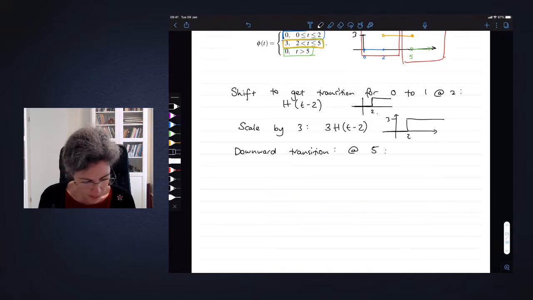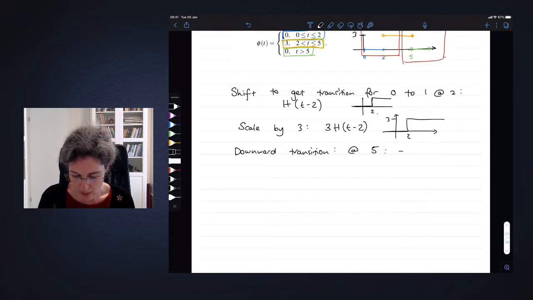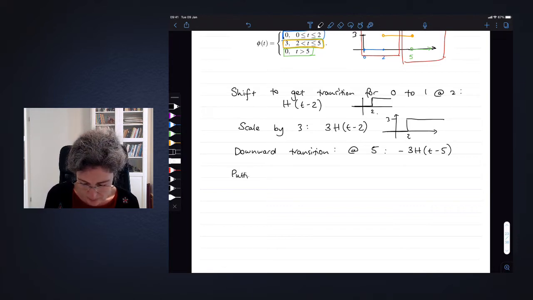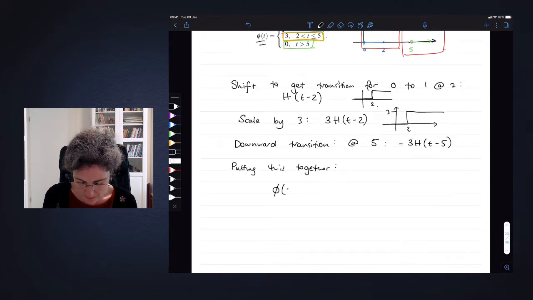at 5. Well, what we want is we want to go down by 3. So we'll do the same thing. So we'll get 3 h of t minus 5. So that's shifted us all the way to the 5 and flipped us over. So putting this all together, we get our function. So we can write our f of t in terms of the Heaviside function as 3 times h of t minus 2 minus h of t minus 5.